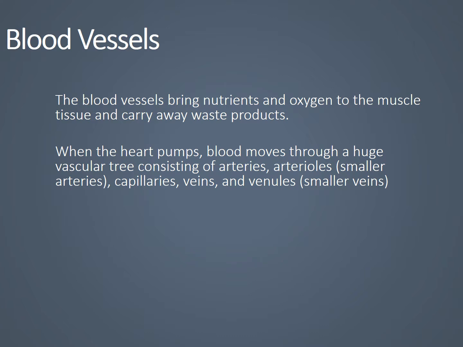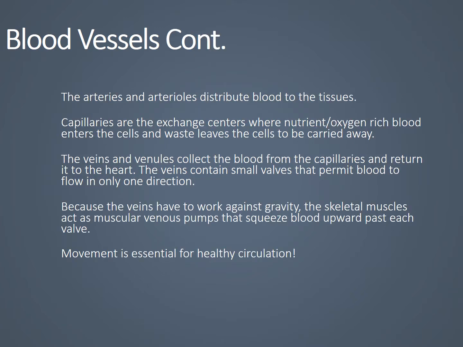The blood vessels bring nutrients and oxygen to the muscle tissue and carry away waste products. When the heart pumps, blood moves through a huge vascular tree consisting of arteries, arterioles, which are smaller arteries, capillaries, veins, and venules, which are smaller veins. The arteries and arterioles distribute blood to the tissues.